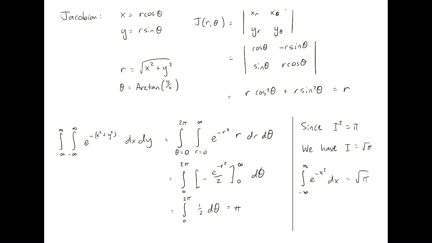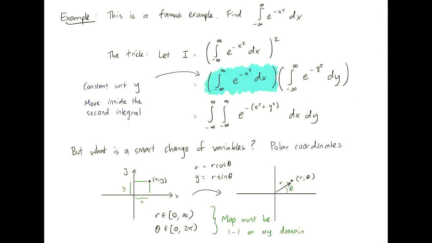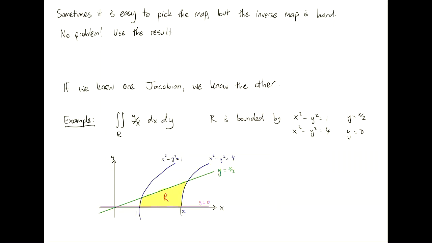Here it was pretty easy to see the map based on stuff that you know. As soon as you see x squared plus y squared hanging out together, you probably have a gut feeling that you're looking at an r squared. Maybe polar coordinates are helpful. Sometimes this is not so nice. Sometimes it's easy to pick the map, but calculating the inverse, and therefore the Jacobian and all of these things, is quite hard.